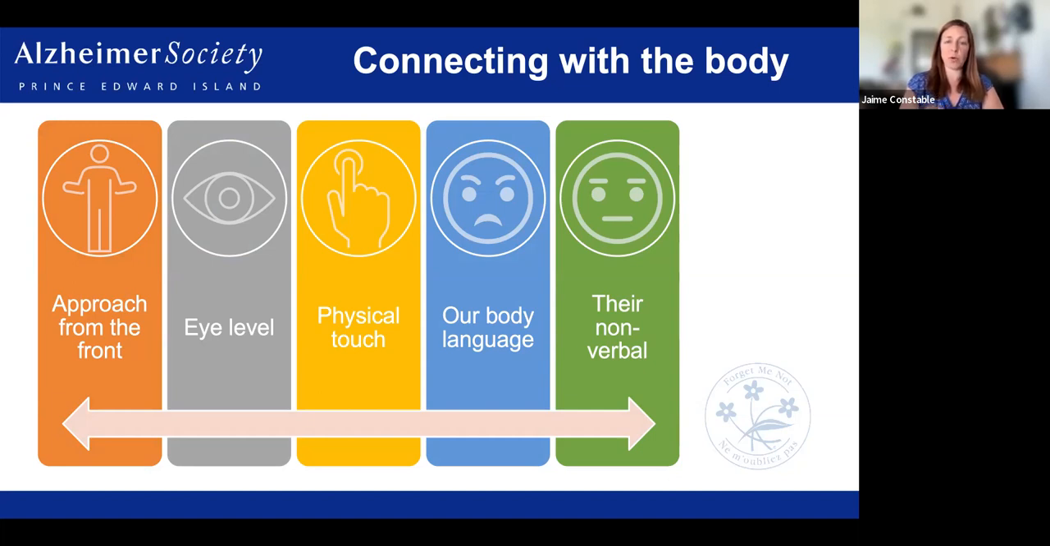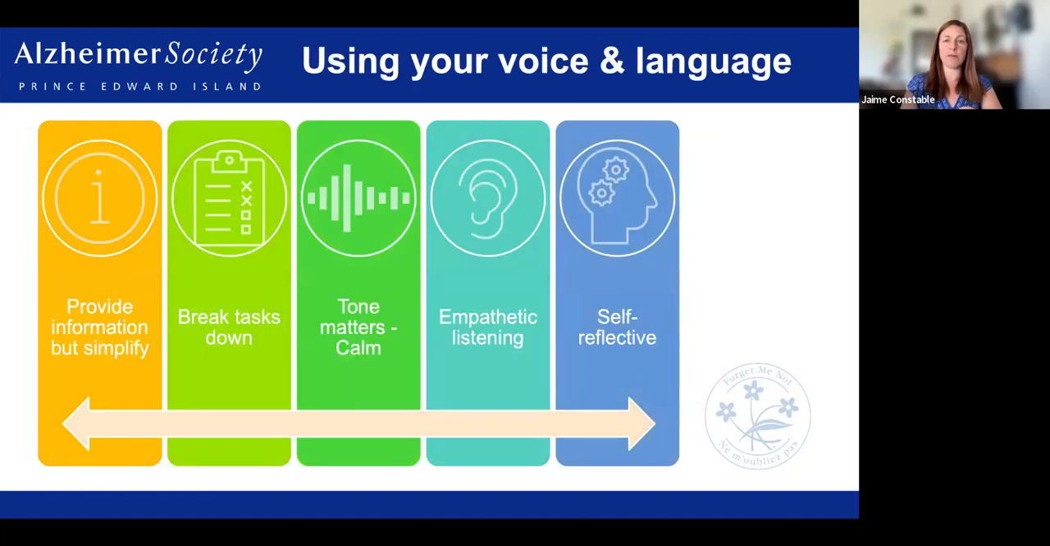Be mindful of your body language, and if it's expressing any frustration, any anger or impatience, modify it, relax your body. And then also pay attention to their nonverbals. What are they saying with their body? Are they comfortable? Are they feeling safe? Are they in pain? Do they want connection? Do they need a little bit more space? These are some things that it's important to be mindful about.